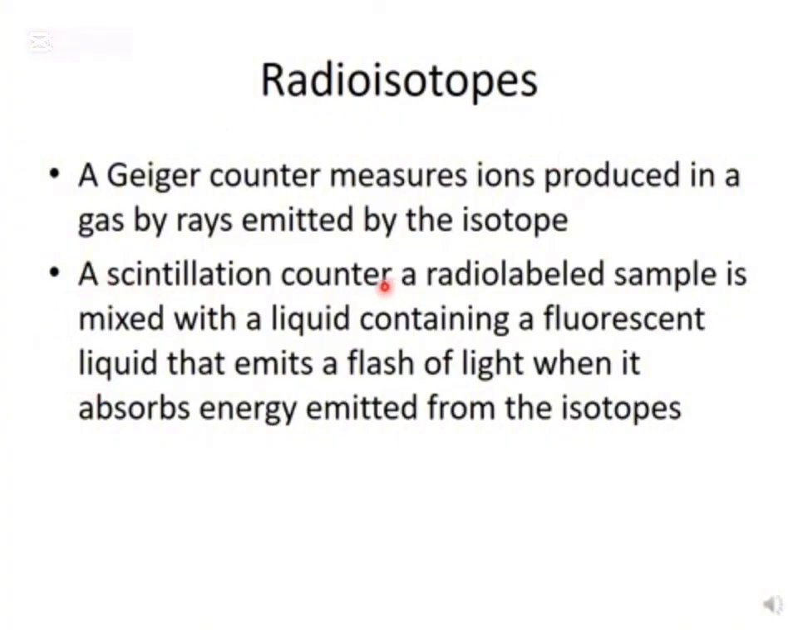Similarly, there's a scintillation counter. The scintillation counter also uses the rays emitted. However, instead of using a gas like a Geiger counter, the scintillation counter uses a liquid that contains fluorescent molecules. Once the energy is emitted from the radio label, it interacts with this liquid, which causes the fluorescent molecules in it to flash light when they absorb the energy. So the scintillation counter counts the number of photons that are emitted from the fluorescent molecules that are present in its liquid.